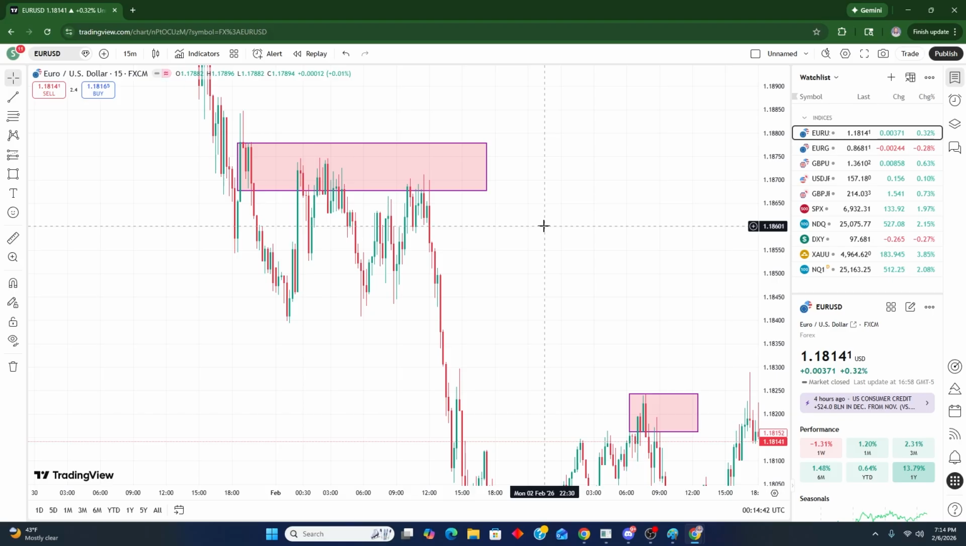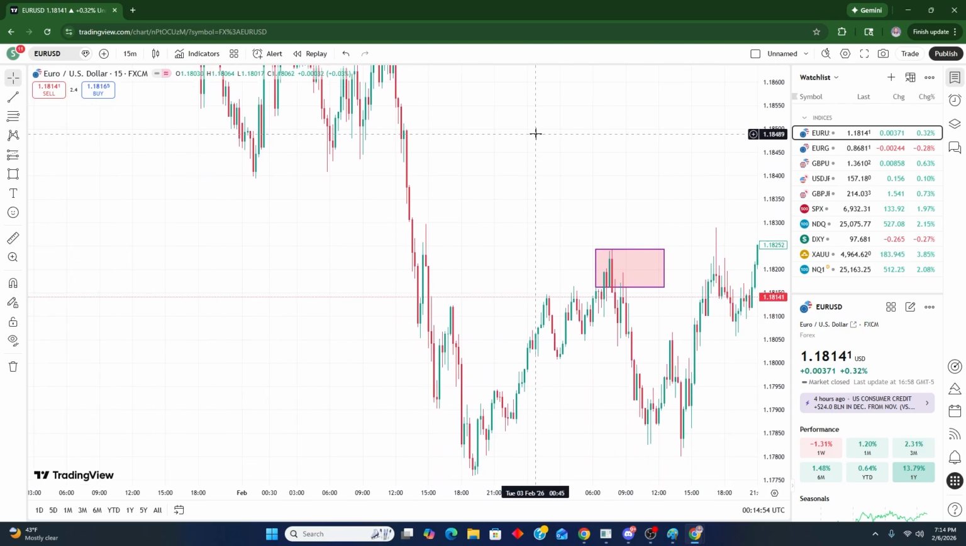Price moves because buyers and sellers are fighting for control. When buyers win, price rises. When sellers win, price falls. As you can see with the charts that are in front of you. The strongest moves happen when there are imbalances in the market.